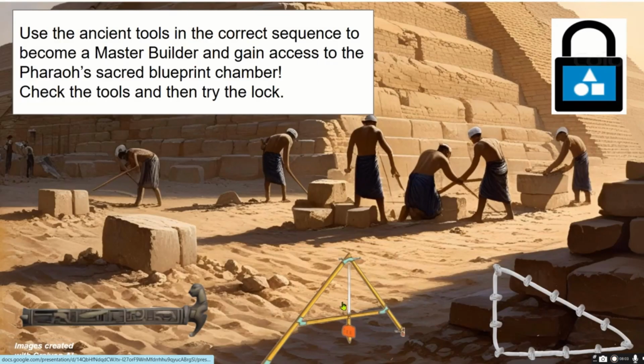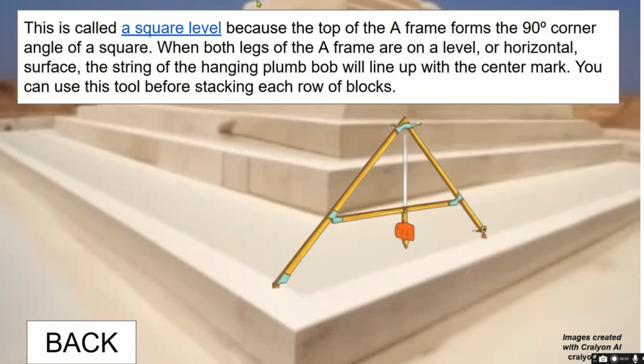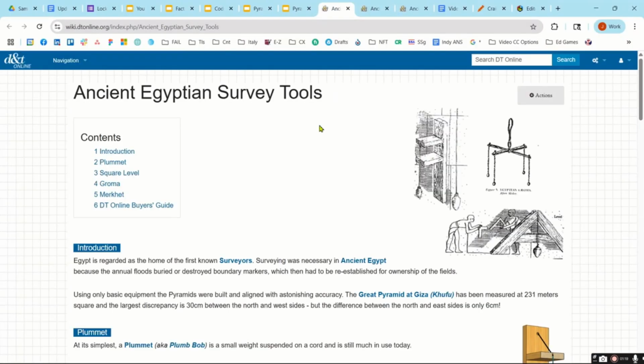Here is the second artifact, and here is the second clue. This is called a square level because the top of the A-frame forms the 90-degree corner angle of a square. When both legs of the A-frame are on a level or horizontal surface, the string of the hanging plumb bob will line up with the center mark. You can use this tool before stacking each row of blocks. Here again we have a hyperlink to a reliable source about this fact to prove that it's true.